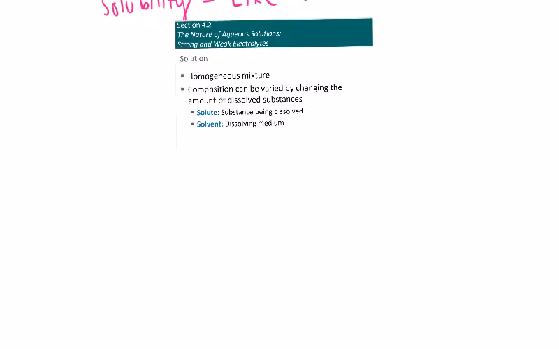All right, so moving on to section 4.2, it's time for us to start talking about solutions. Okay, so in chapter 1, we talked about mixtures. You guys separated some mixtures. Now we're going to talk about a more specific mixture, a solution.